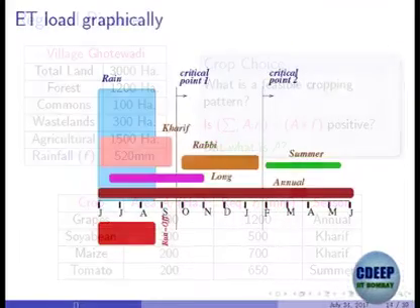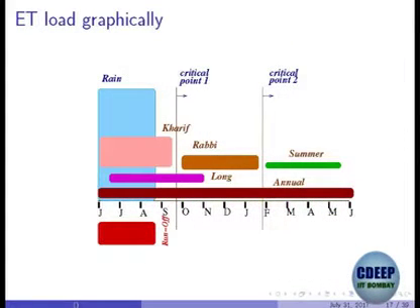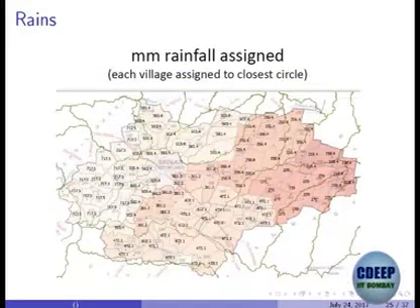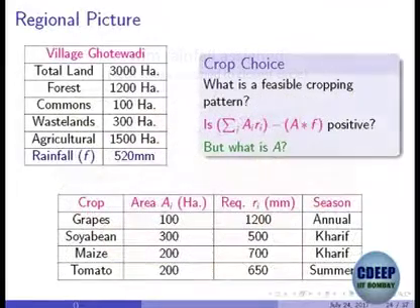And then we saw that it's not only spatial, but it is also temporal: at the start of Kharif it is something, then a different demand at the start of Rabi, and then for summer. And then we computed this number.